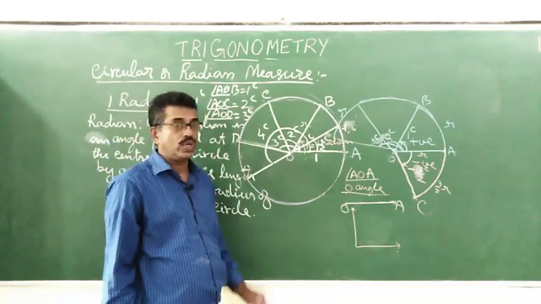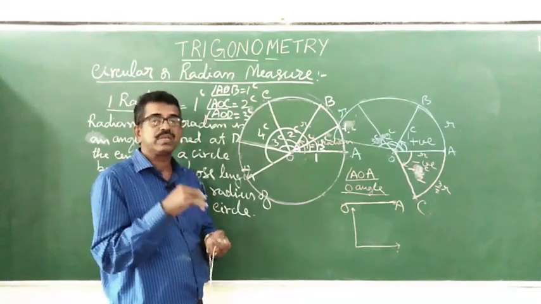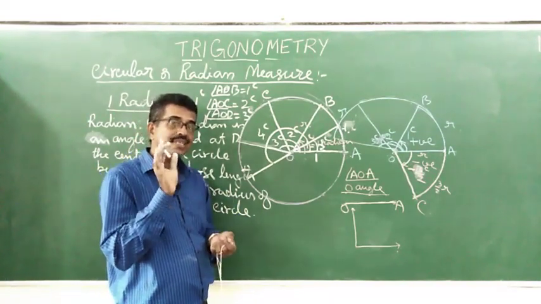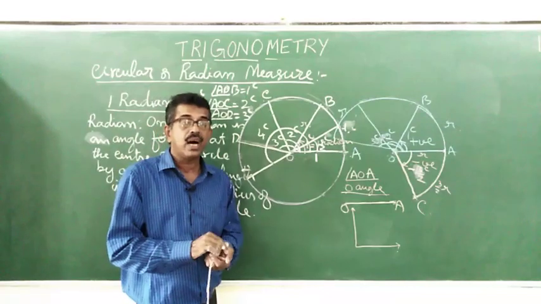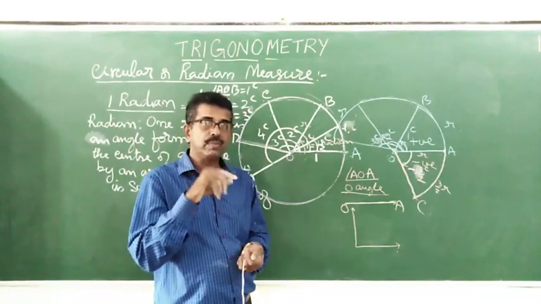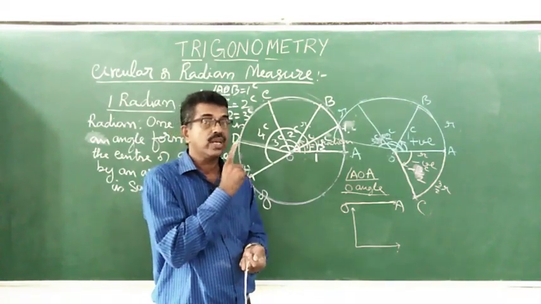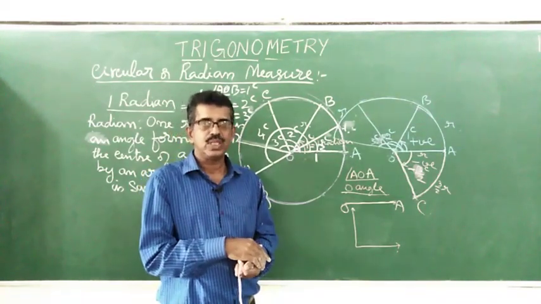Okay, so with this we will wind up today. Next class when you come, you must be familiar with what is an angle and how it can be measured with the 3 systems, but only 2 systems we remember. One is sexagesimal system, second one is the circular measure or radian measure.